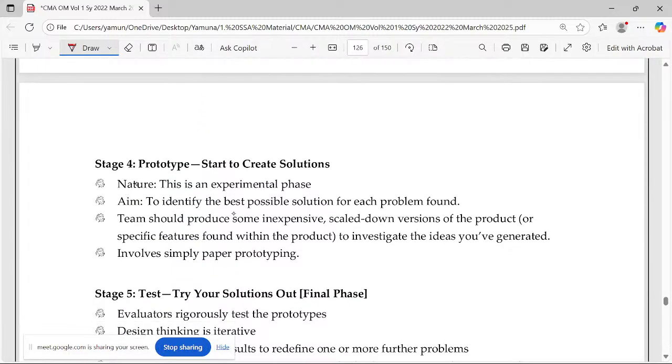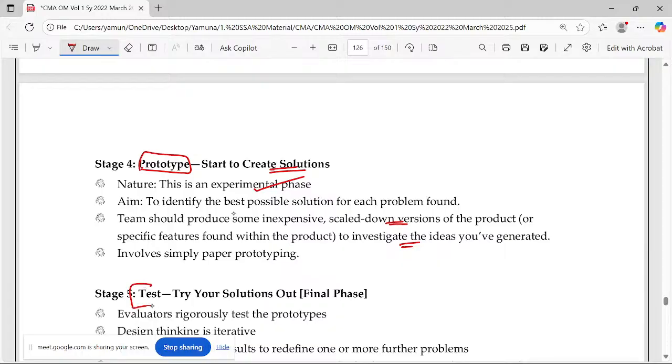Okay, next is stage four, prototype. Start to create the solutions. It's actually an experimental stage only. You cannot exactly say that you have found the solution for the problem. Sometimes it may be expensive. Sometimes you have to go for other versions and all. You have to investigate the ideas. So it goes on. Sometimes it looks like you have not done anything new. It goes like a simple paperwork problem. So it's not. That's why we say it's iterative. It goes on and on.